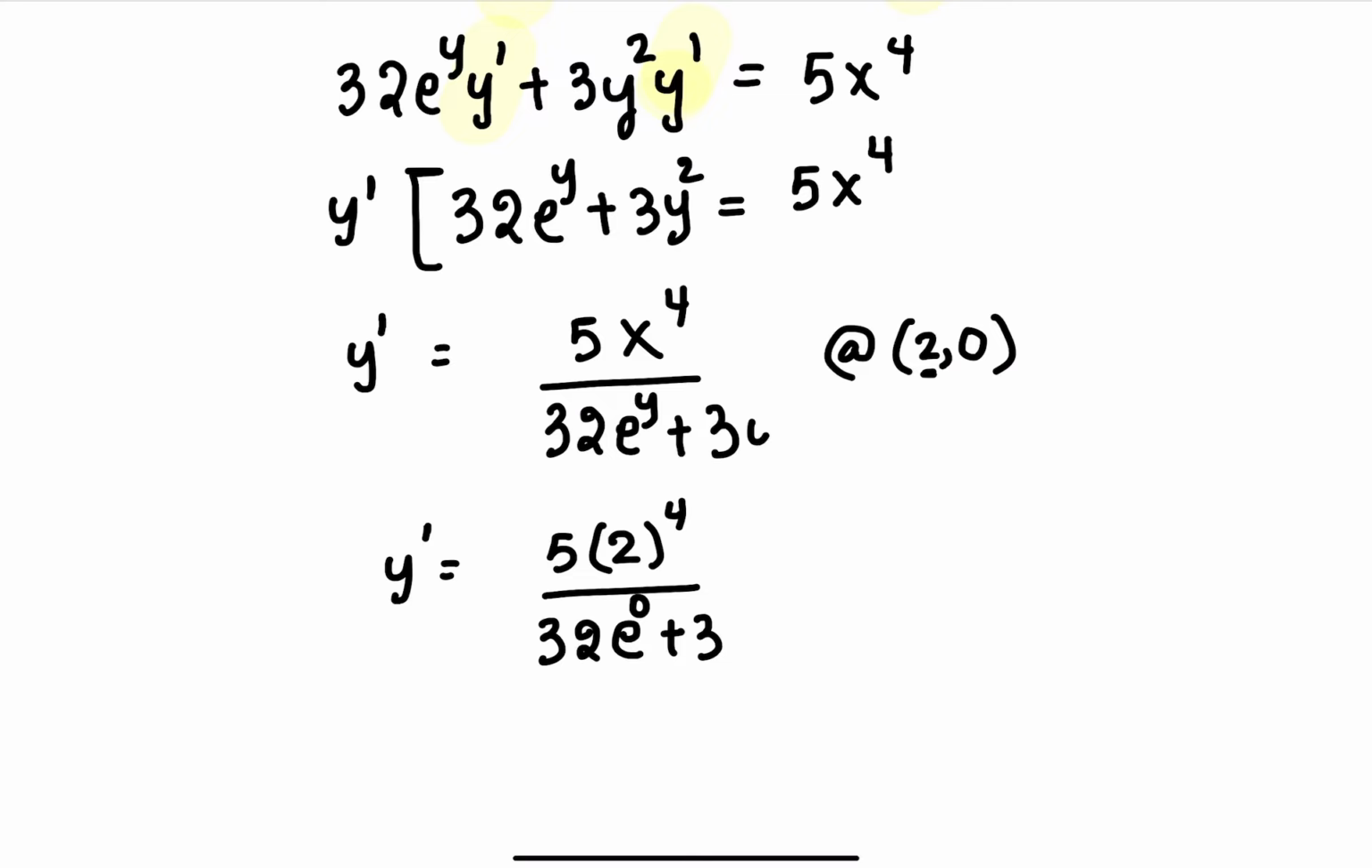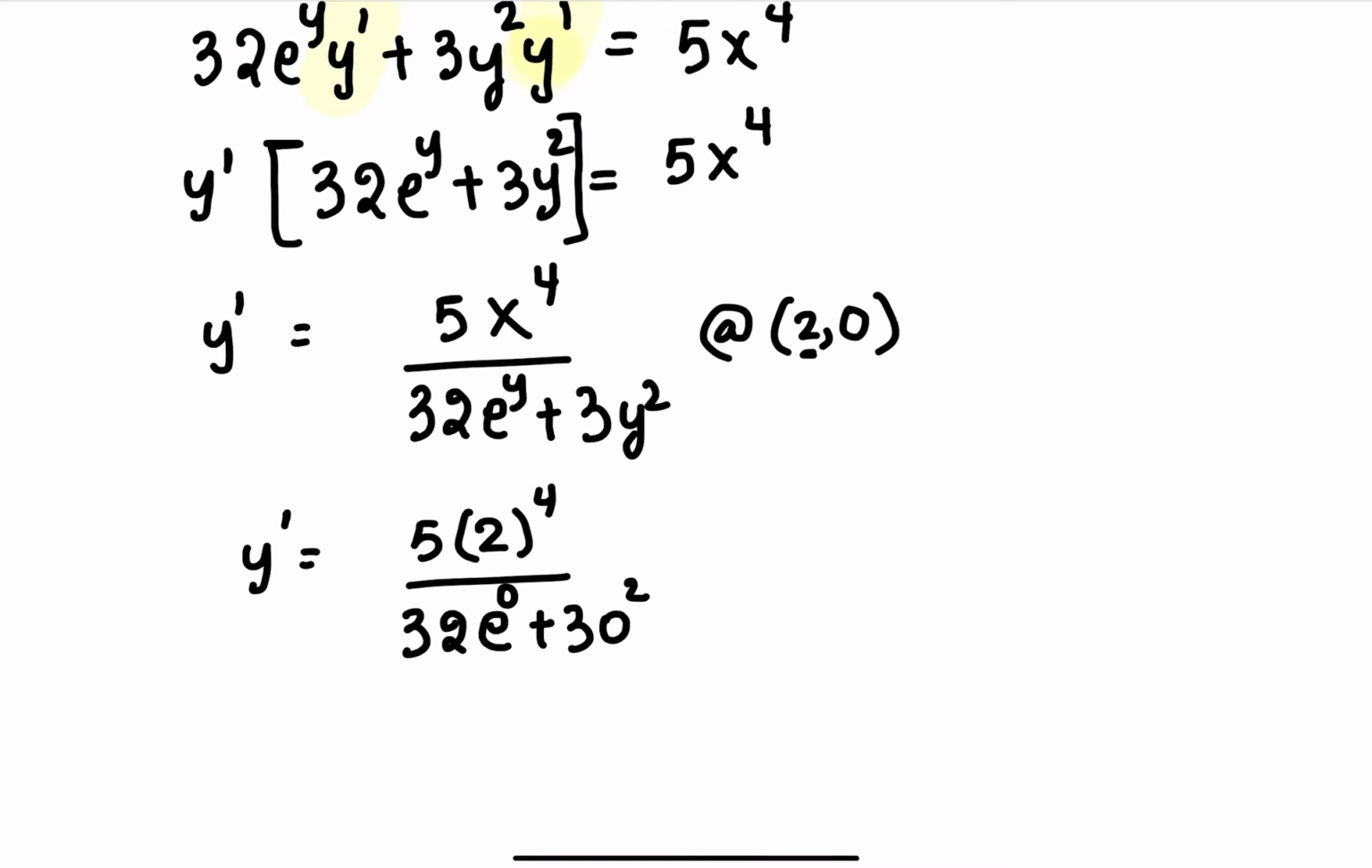3y squared. There has to be a y squared here. I forgot the y squared. So please don't make mistakes like I did. So it's 0 squared. I completely forgot the y squared.